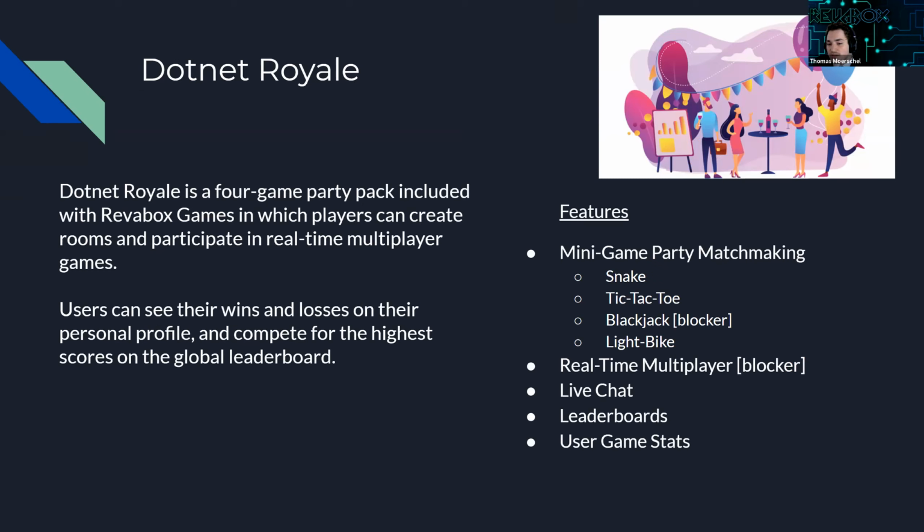Users can see their wins and losses on their personal profile and compete for the highest scores on a global leaderboard. Some of the features within our game that are quite unique is we have a mini game party matchmaking where users can party up with up to 4 other people and then compete within a series of games that we had developed. Of these include Snake, Tic-Tac-Toe, Blackjack, and Light Bike. All of these games support real-time multiplayer, with Tic-Tac-Toe and Blackjack being turn-based, and then Snake and Light Bike being real-time, where each game tick, all the other players in the lobby have to be rendered to the canvas.